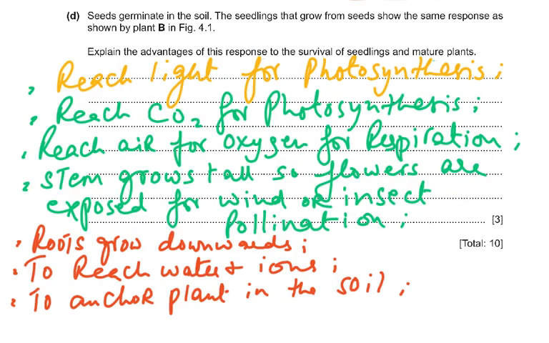So generally, if you know biology well, you can answer this question because it's very simple. Why would seedlings want to grow upwards? The stem, or the shoot of the seedling, grows upwards basically to reach light for photosynthesis, to reach air where there's carbon dioxide for photosynthesis, and to reach air for oxygen for respiration, so that the stem grows tall. So flowers are exposed for wind or insect pollination, because pollination can be either wind or insect pollination. And the roots will grow downwards to reach water and ions, and it will also anchor the plant in the soil.